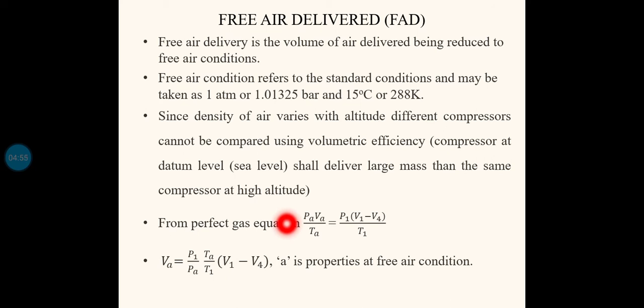That is the final equation for VA. So the free air is calculated using this equation, VA equal to P1 by PA into TA by T1 into V1 minus V4. So this equation is very important. If you want to calculate the free air delivered, then you have to go for this equation, VA equal to P1 by PA, TA by T1 into V1 minus V4.